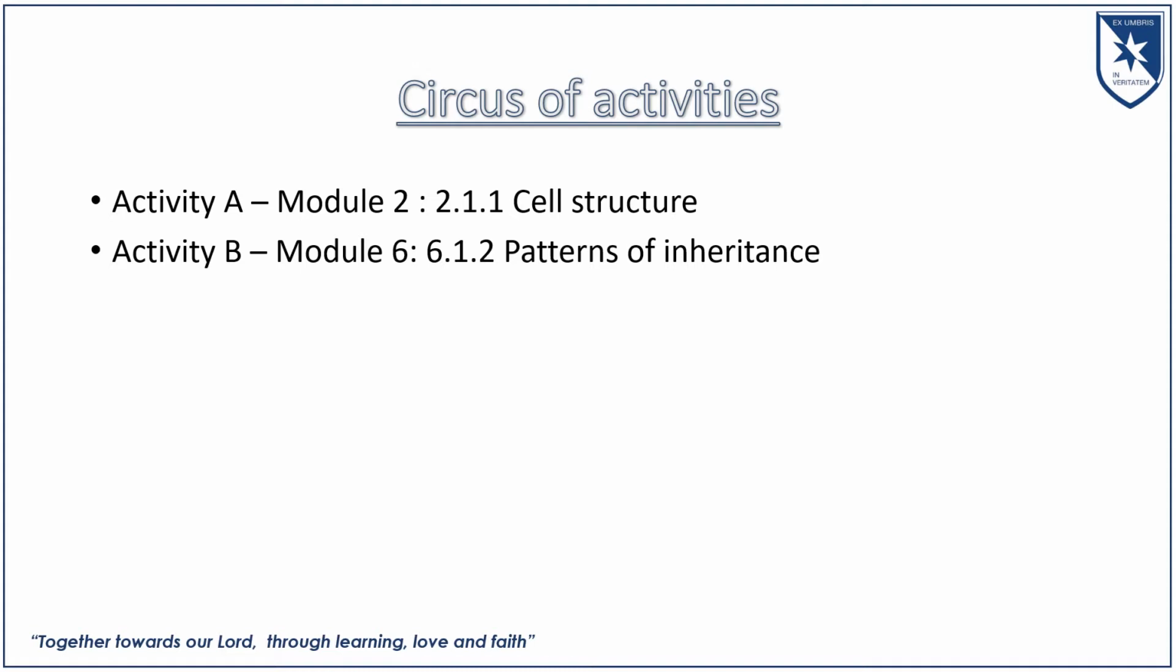The activities are: activity A is all cell structure, and activity B is patterns of inheritance. The reason I picked these two topics is because they are quite large content in GCSE, and they're also quite a large content of the A-Level course.